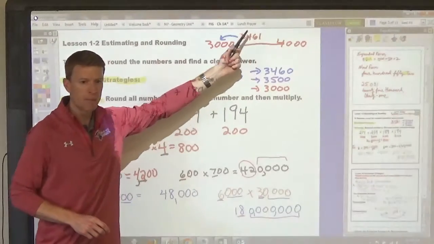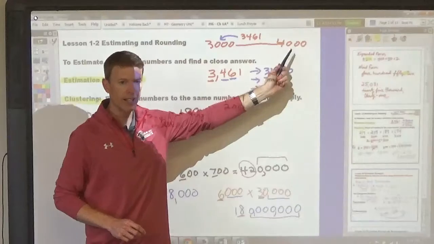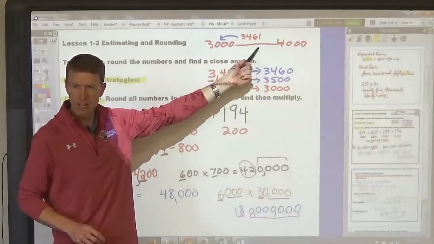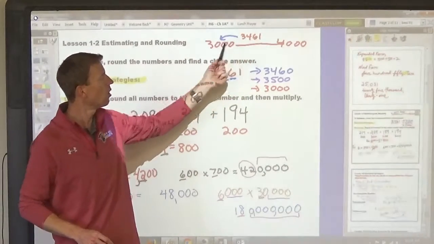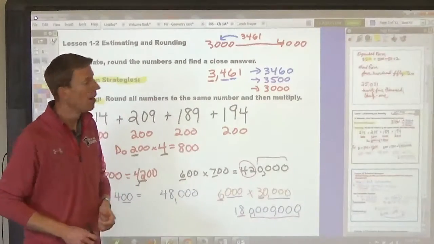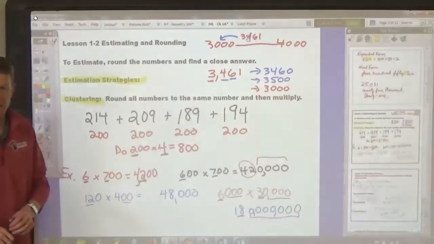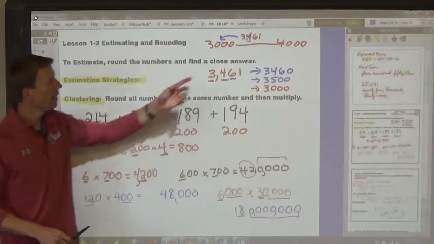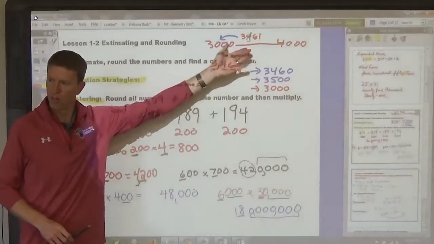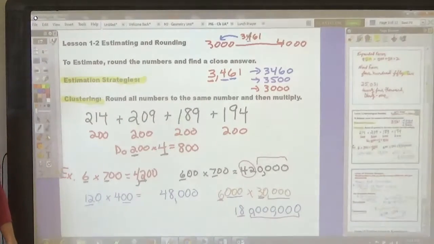3,461 is in between 3,000 and 4,000. And so to round it, we would round it to the number that is closer. 3,461 is closer to 3,000 than it is to 4,000. And we know that because when we look at the number behind the first digit, it is lower than 5. 5 is halfway, 4 is lower or less, so we'd round it down. Okay?